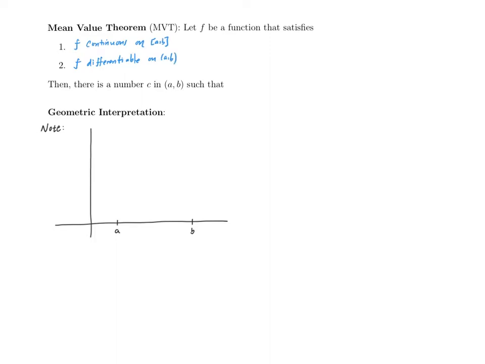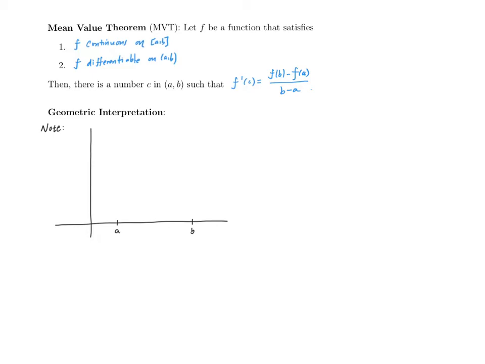And if this is the case, we are guaranteed that there is a number c somewhere between a and b such that f prime of c is equal to f of b minus f of a, all divided by b minus a.